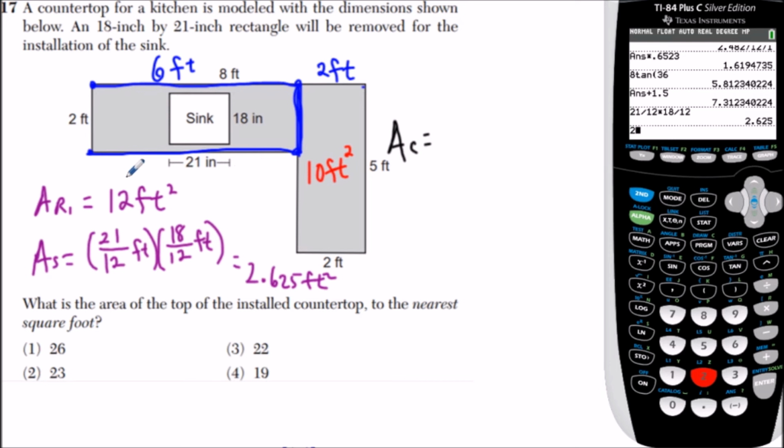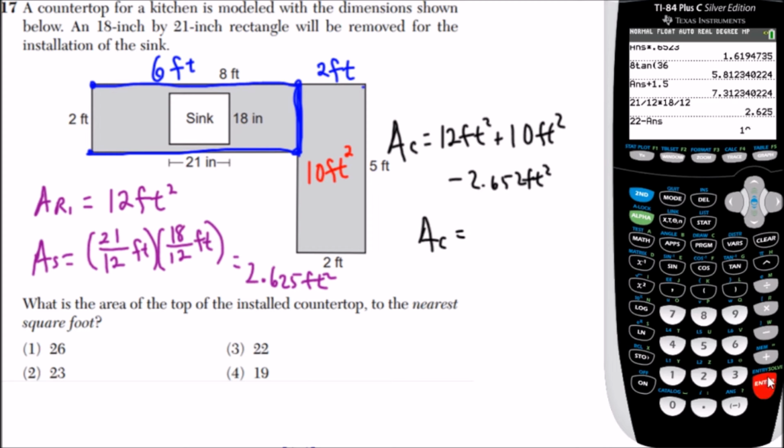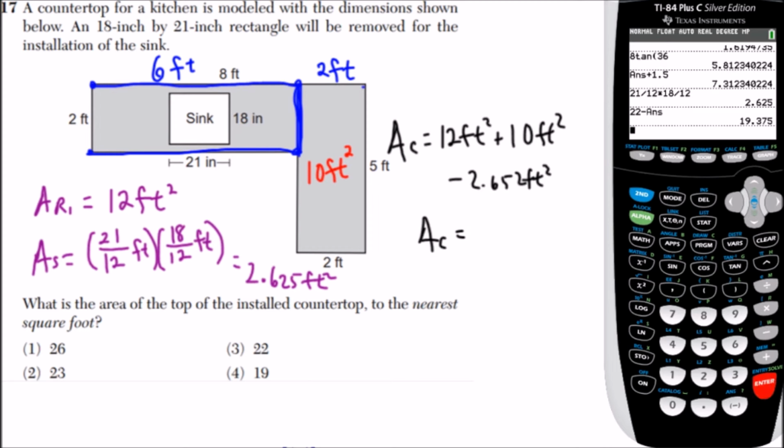So now to combine this all, remember what we said, the area of the countertop, we're just going to add the 12 square feet as the area of this rectangle, plus 10 square feet, which is the area of the second one. But now we have to subtract the area of the sink. So then the area of the countertop, if we work this out, this is going to be 22 when we add those. So we're going to do 22 minus our answer, which gives us 19.375 square feet. And we're rounding to the nearest square foot. So it's the nearest whole number. That's going to round to 19. So 17 is choice 4.